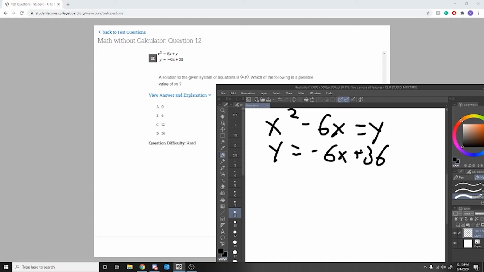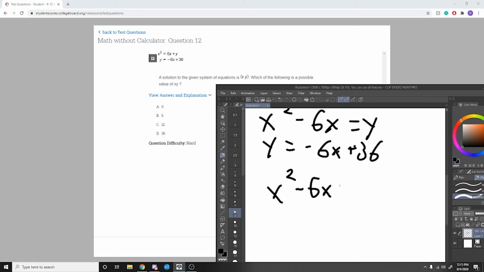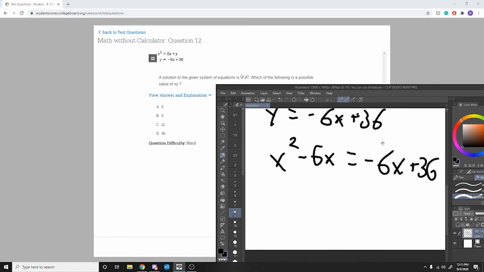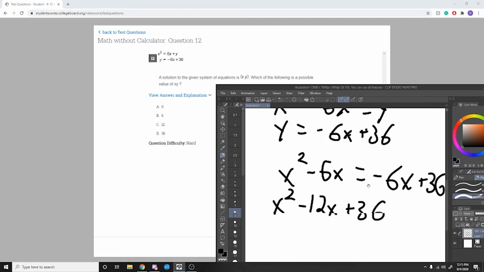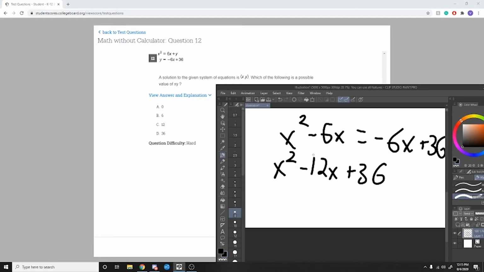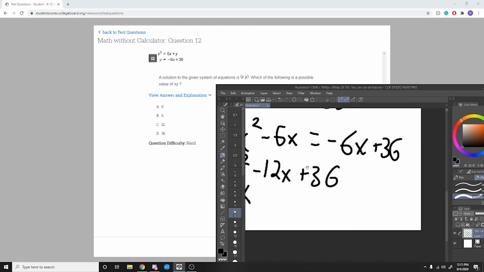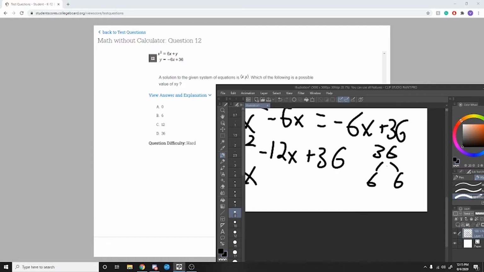If this is what y equals, and this is also what y equals, you can set them equal to each other. So x squared minus 6x equals negative 6x plus 36. Now this is just some basic algebra. x squared minus 12x plus 36. And now, which value of x? Now to factor that, 36, how can it be broken up? It could be 6 and 6. It could be 12 and 3.